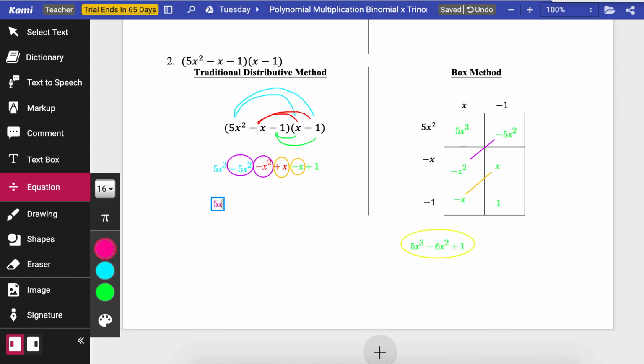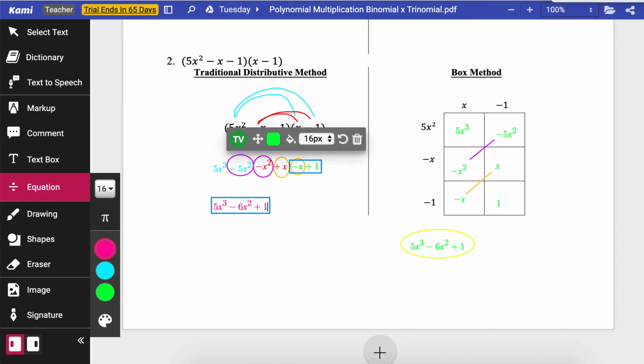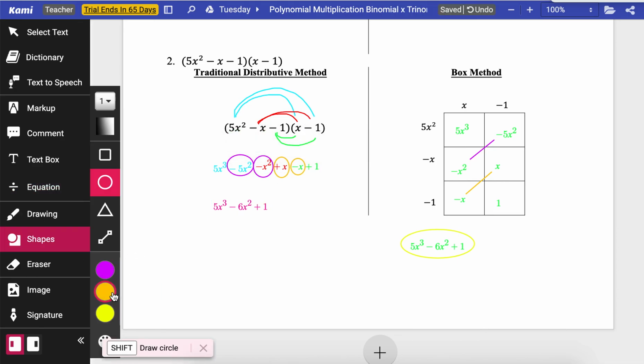So we have 5x cubed. We combine the like terms. Negative 5 minus 1 is negative 6x squared. And x minus x, these actually cancel each other out. So we don't get any x term at all. We're just left with plus 1 at the end. And again, you'll notice that this matches exactly what we had from the other method. So either way you choose to do this is fine.